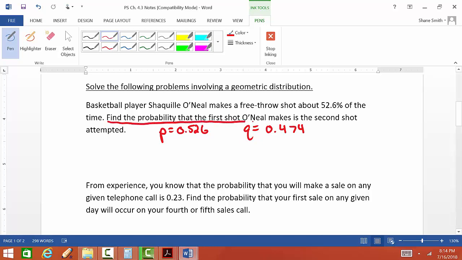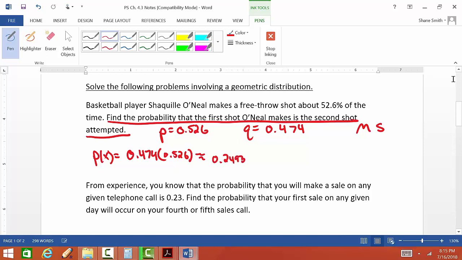Now, let's go to the question. The probability that the first shot O'Neal makes is the second shot attempted. So basically, he shoots, and let's say he misses, and then he shoots, and then let's say he makes it. We'll say that means success. So he misses, and then he has a success. The probability of x is the probability of him missing, which is 0.474, because that's the probability of a failure, and the probability of him getting a success then. So we just multiply them, basically. You just multiply how many misses you have until that first success. And when you do this, you get 0.2493.